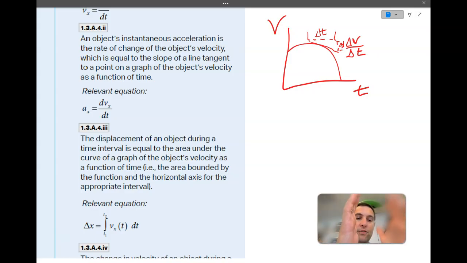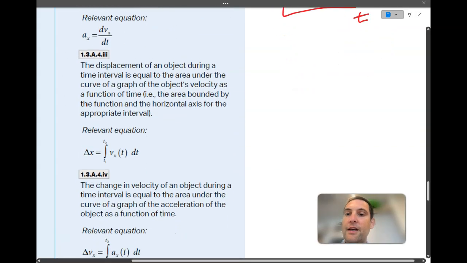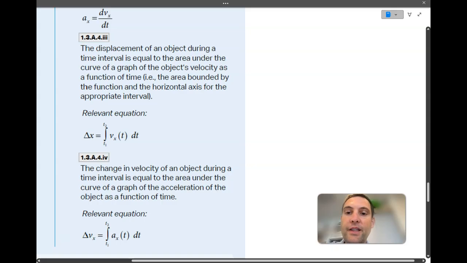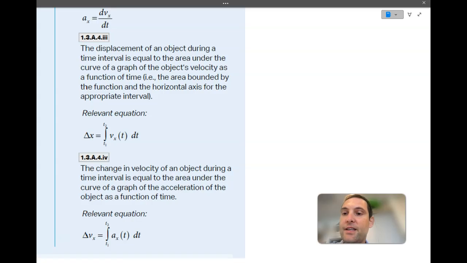When that change becomes really small, we start talking about the differential velocity and the differential time. That d in front of any variable means differential, infinitesimally small. The displacement of an object during a time interval is equal to the area under the curve of a graph of the object's velocity as a function of time. Before we get into that nice integral, let's talk for a second.